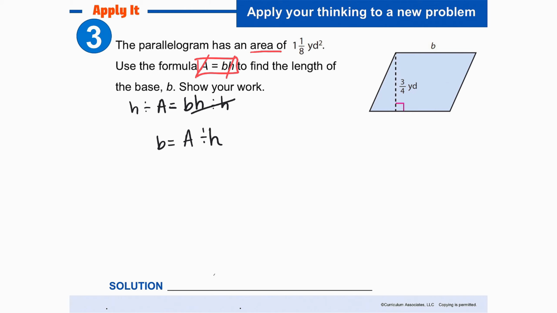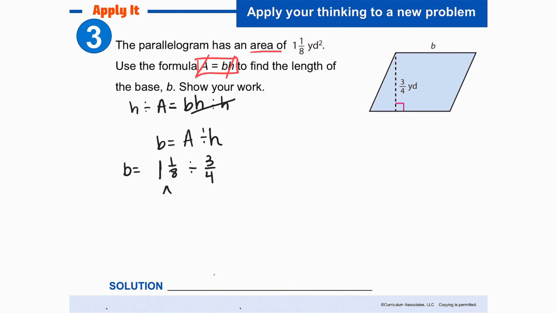So we are going to just fill in our numbers now. Now that we have our formula all worked out to find the base, to find this missing number, we're going to put in our area, which is 1 1/8, and our height, which we know is 3/4. So base equals 1 1/8 divided by 3/4. Now this one looks pretty similar to the ones that I've already been doing, but I have a mixed number here, and we can't really work with a mixed number. So what we're going to do is change that one into an improper fraction.